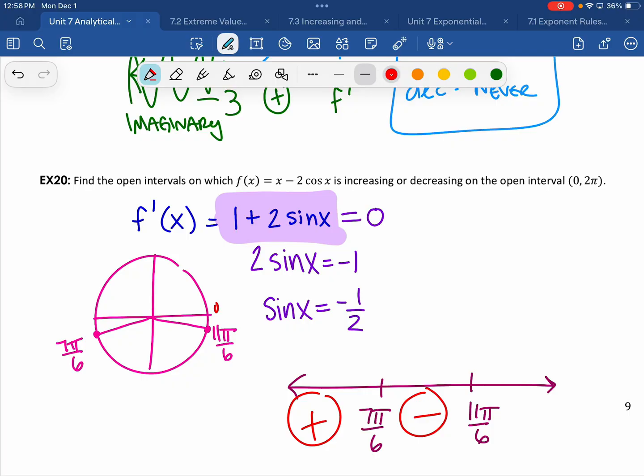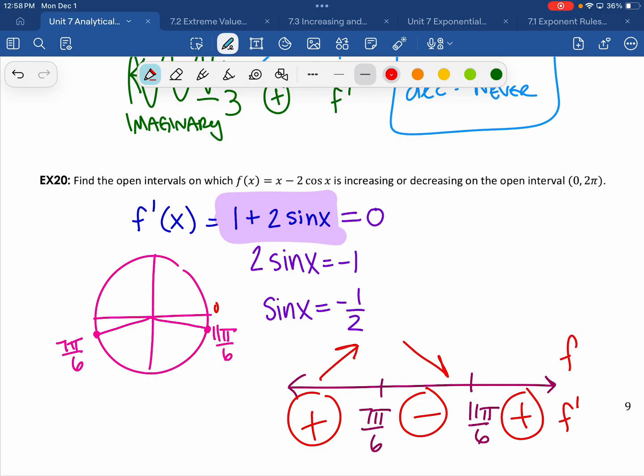And then from here, we can infer that this one's going to be positive. It makes sense because it's a little sliver here from 11 pi over 6 to the end of my interval, which is 2 pi. If this little sliver right here is positive, this one also is going to be positive. So that's what's happening on f prime.